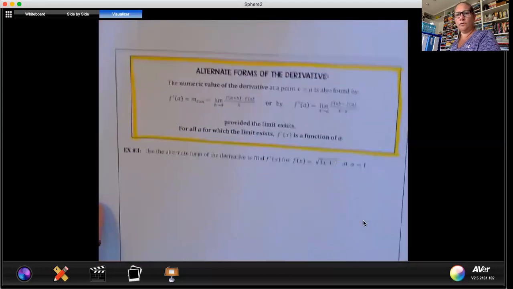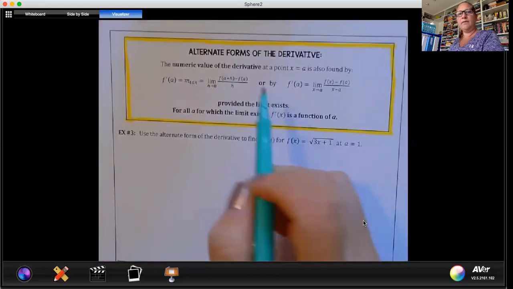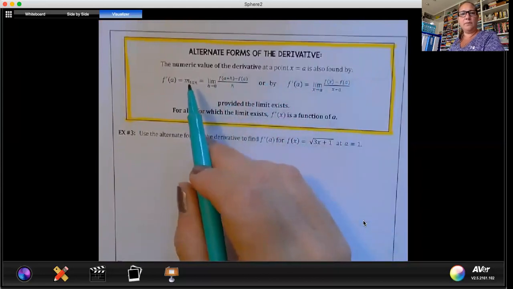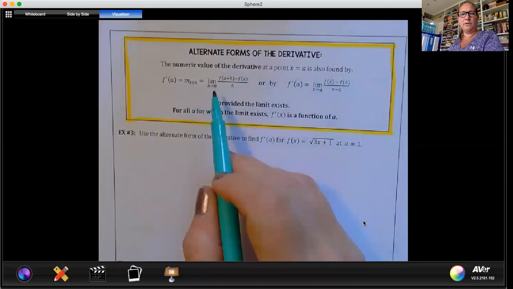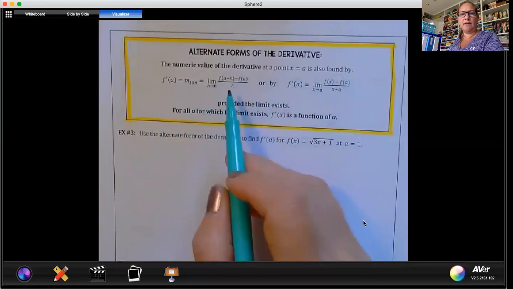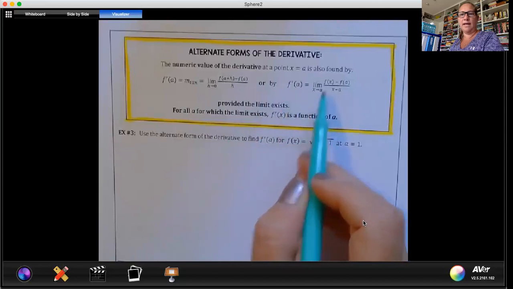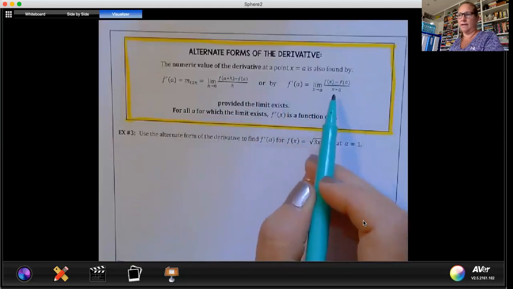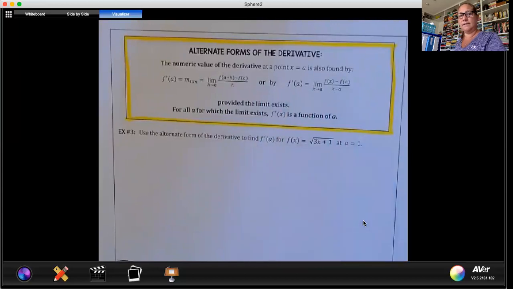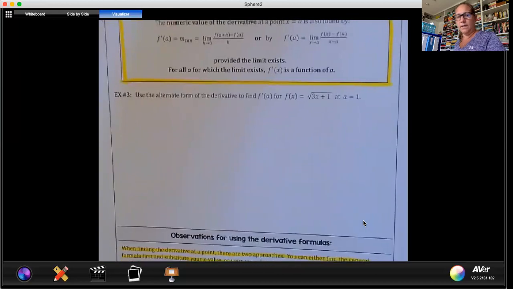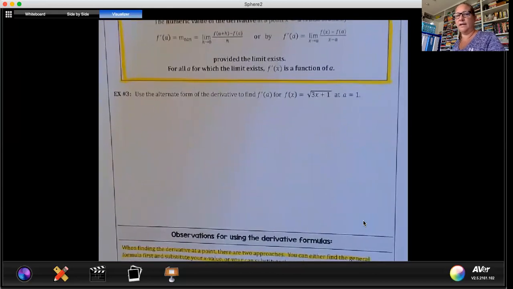Now we're going to look at another form of the derivative. The numeric value of the derivative at a point x equals a is also found by finding the slope of the tangent line, limit as h approaches 0, f of a plus h minus f of a over h, or f prime of a is the limit as x approaches a of f of x minus f of a over x minus a, provided the limit exists. For all a for which the limit exists, f prime of a is a function of a. So we're going to use the alternate form of the derivative to find f prime of a, which a is 1, for f of x equals the square root of 3x plus 1.